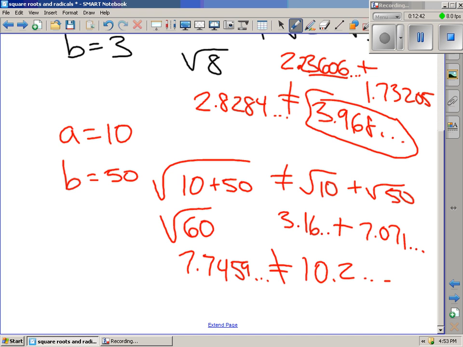So again, these properties only work when you're multiplying and dividing. It does not work when you are adding or subtracting. So it's really important to remember that.